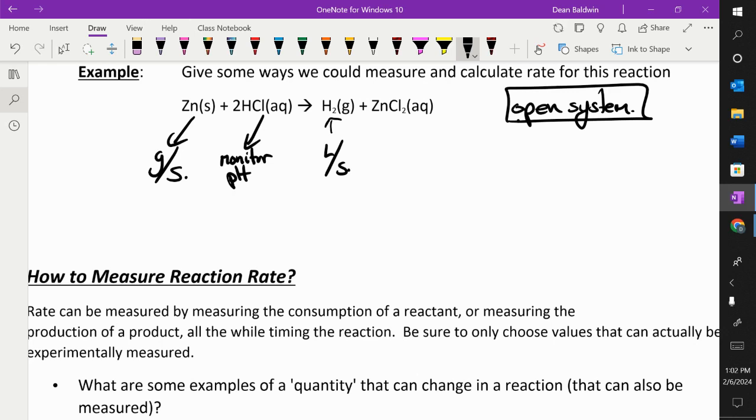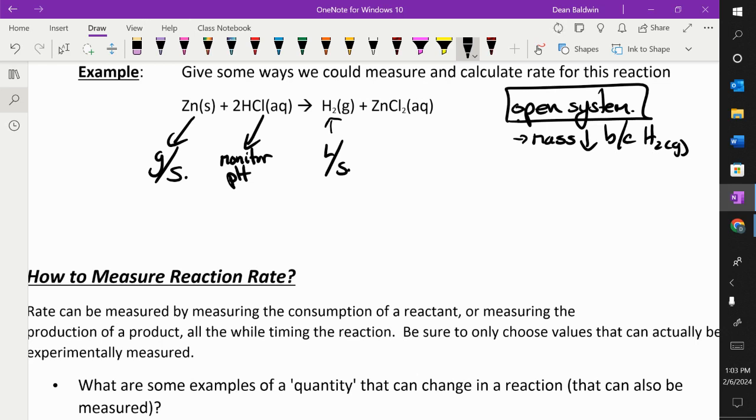Open system: mass will decrease because H2 gas is given off. So you can put everything in, weigh it all at the beginning. You have a mass, let the reaction go. We're going to lose a bunch of hydrogen gas, weigh it at the end, and then you have the difference in how much hydrogen gas you lost, or in the whole system.